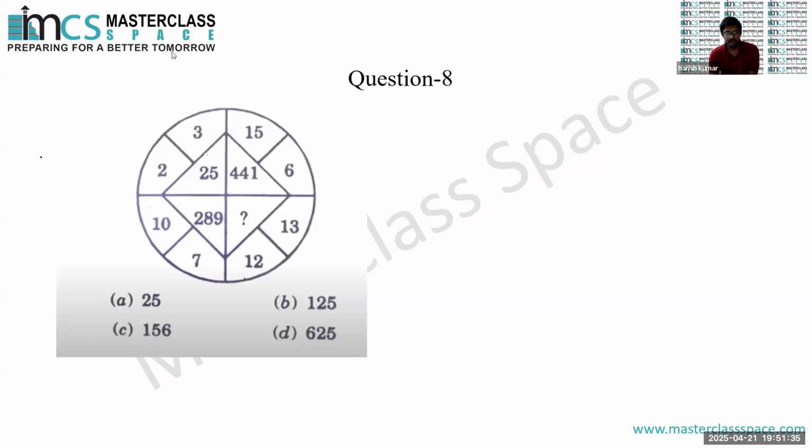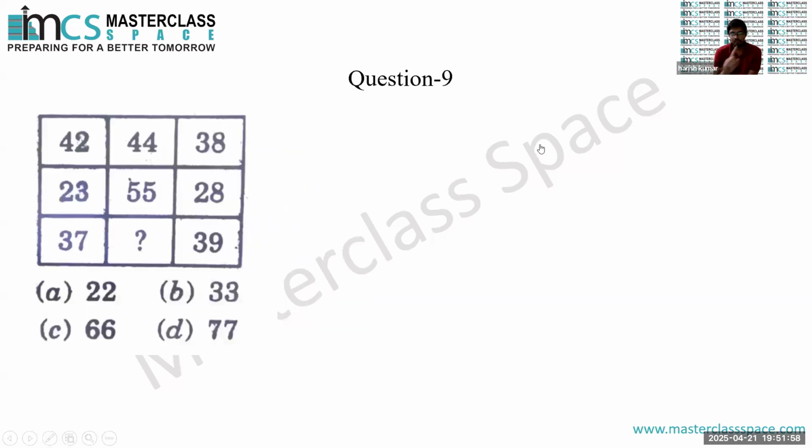Okay, I think this is pretty straightforward. So all the numbers are squares. 25 is 2 plus 3 whole square. 441 is 21 square. Again, remember, you have to remember the first 20 to 25 squares. 289 is 17 square. So this will be 13 plus 12, 25 square, which is 625. Correct, guys. Very good. This one.